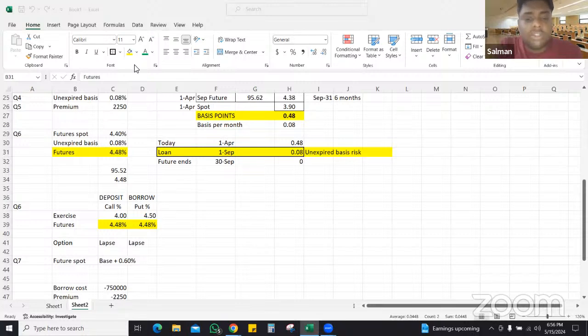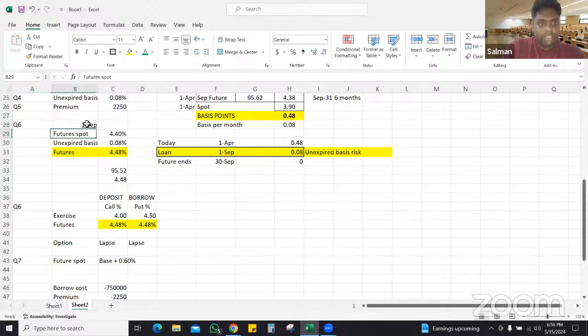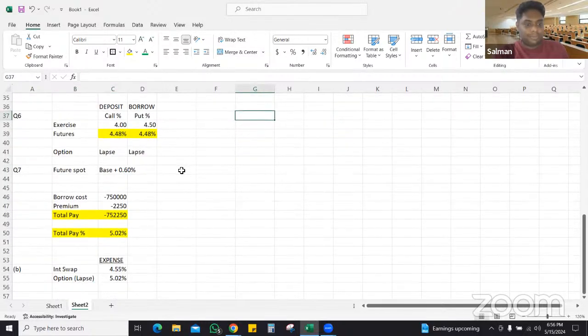Okay. When including unexpired basis. So see, on 1st of September, this is your future spot trade. Be careful with these terms. Future and future spot is completely different. On 1st of September, the market trade is 4.4%, and on 1st of September, the spot rate is 4.48%. That's the difference.